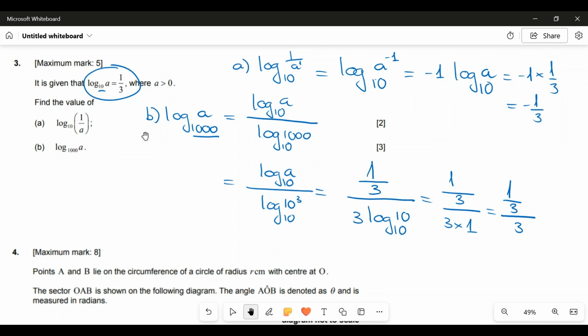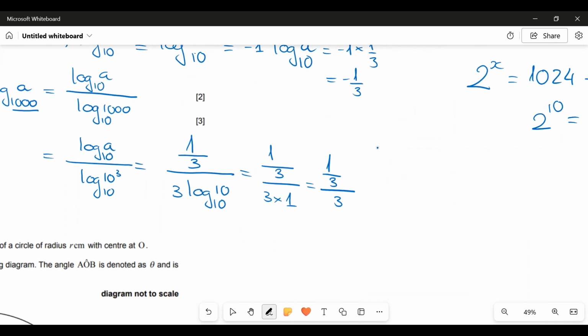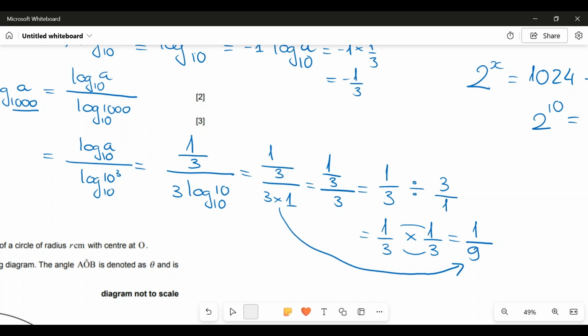Some of my students have a problem with dividing with many layers like this. So you can rewrite this in division form, divided by 3 like this, right? And 3 is considered to be 3 over 1. So you can change it into multiplication, flip this one over. 1 times 1 is 1, 3 times 3 is 9. Okay, that's how you find it. For the students who already know this step, you can just jump right from here to here and give the final answer. You still have full marks. Don't worry.